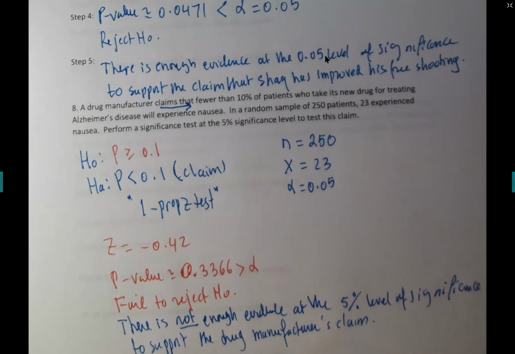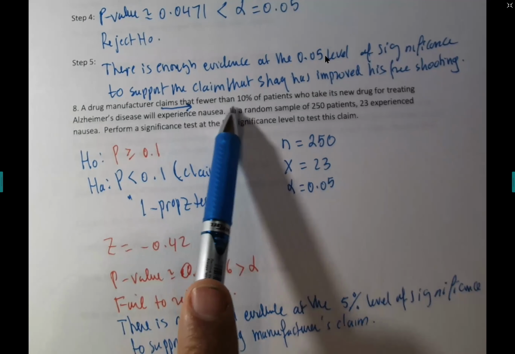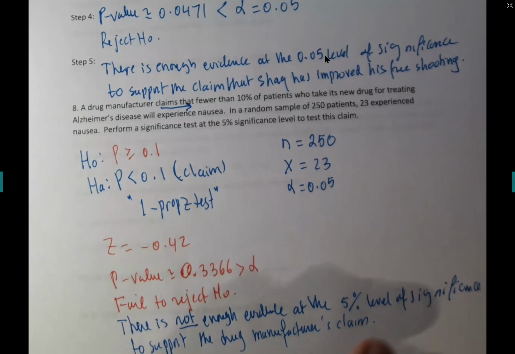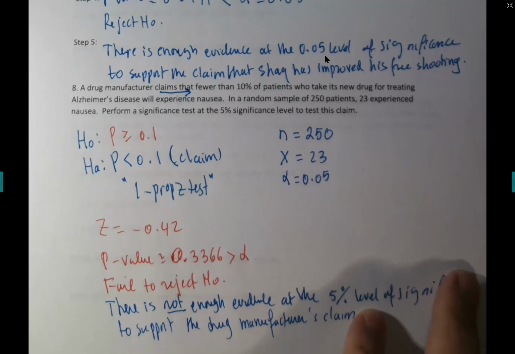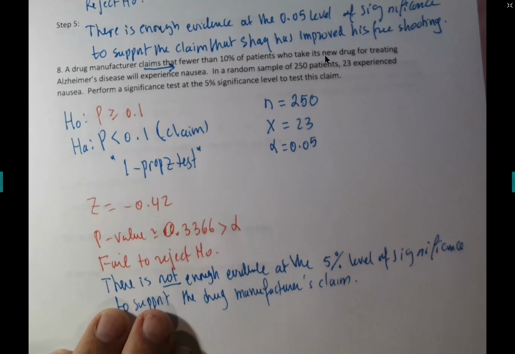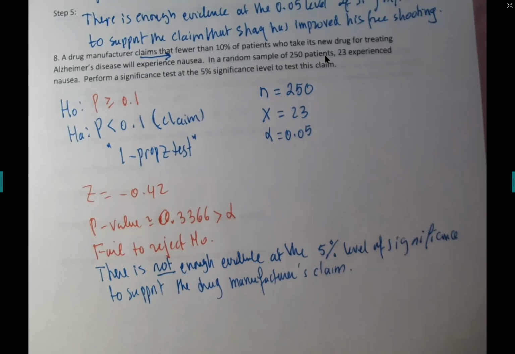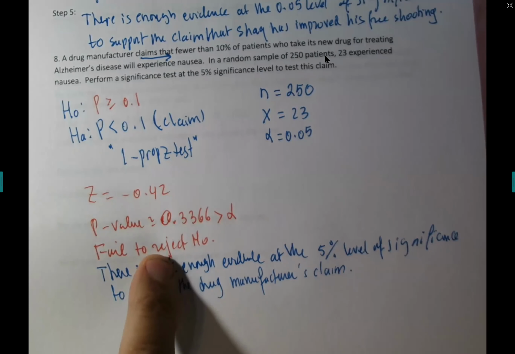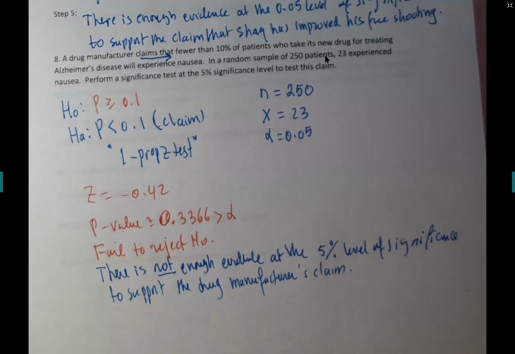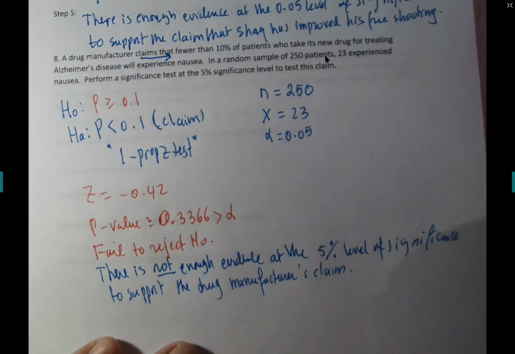And if you want to write the claim, you just say that fewer than 10% of patients who take the new drug for treating Alzheimer's disease will experience nausea. On that last one we did, when it was reject, I'm just trying to make a connection here. What did it change when it was there's not enough? There you just didn't put the word not. Then you support the claim. Okay, got it.